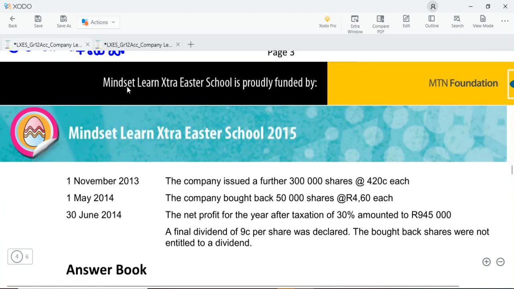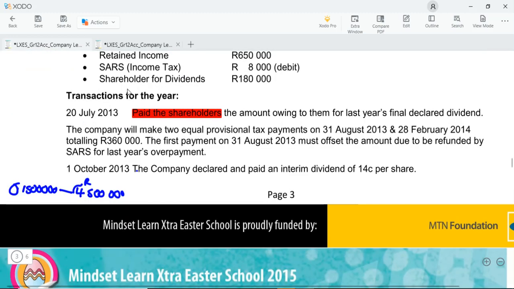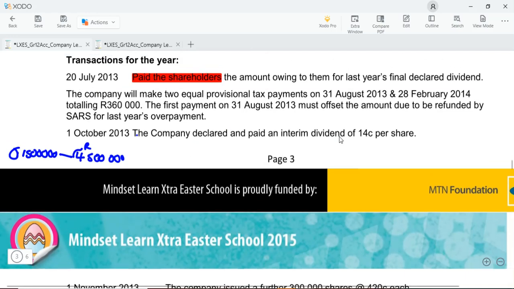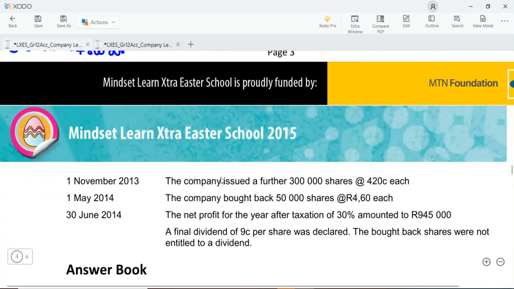So now the second transaction says, if you look at all these other transactions, you'll see that they are not talking about anything relating to ordinary share capital. So I'm going to skip that. The second transaction says that on the 1st of November 2013, the date is very important, the company issued a further 300,000 shares at 420 cents each. This 420 cents is the same as R4.20.